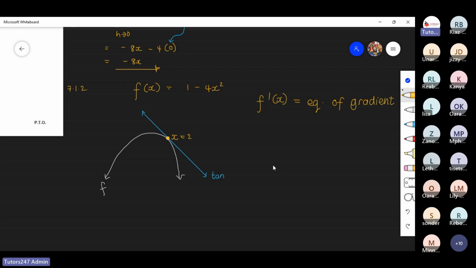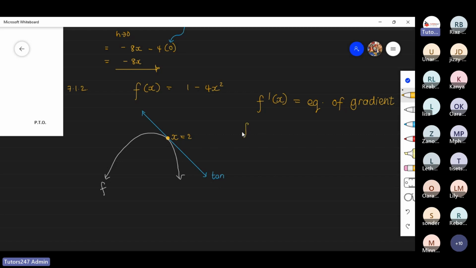And then if we were to substitute x equals 2, that will give us the gradient at x equals 2. So keep that in mind. We no longer need two sets of coordinates in order to find gradient. All we need is a single x value and an equation. So let us attempt that.